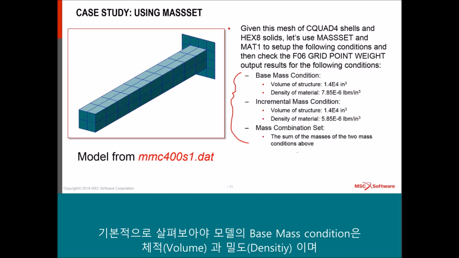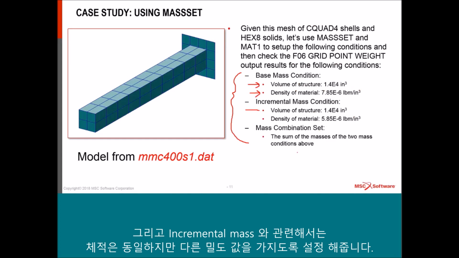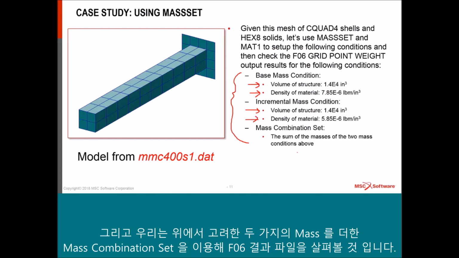So we have a base mass condition for this model, which has a volume and a density, and then we're going to do an incremental mass condition, which has the same volume but a different mass density for the material. And then we're going to take a look at a mass combination set that is the sum of the two masses, which will be output in the F06.